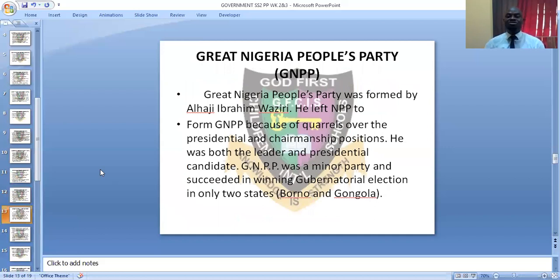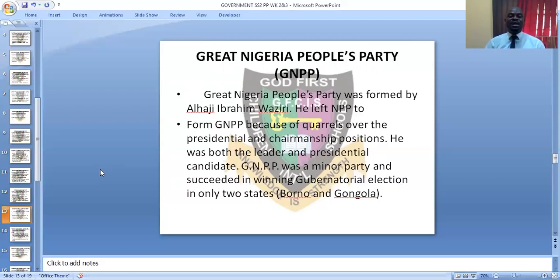Let's look at another party that we have here. We have the Great Nigeria People's Party, that is GNPP. The Great Nigeria People's Party was formed by Alhaji Ibrahim Waziri. You still remember him? He left NPP to form GNPP because of quarrels over the presidential candidate and the chairmanship position in the party, that is NPP. As a result of that, he was the leader and the presidential candidate of this party, GNPP.